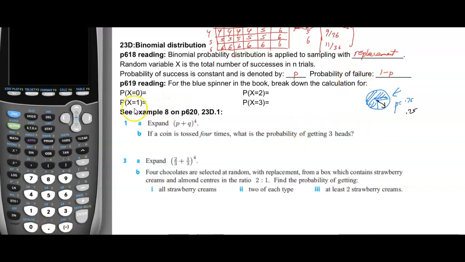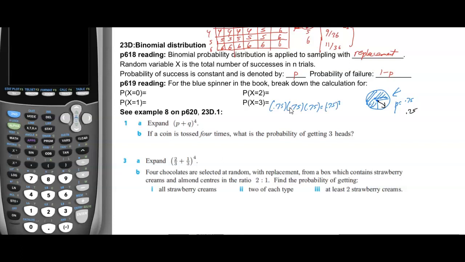What is the probability that you get 1 blue spin? What is the probability that you get 2 blue spins? And what is the probability that you get 3 blue spins? Okay, well, let's start with the 3 blue spins because I think that is easier. If you got 3 blue spins, that means you had a 0.75 chance on the first one, 0.75 chance on the second one, 0.75 chance on the third one, right? So that means you got 0.75 times itself 3 times. So that would be the probability to get 3 blue spins.